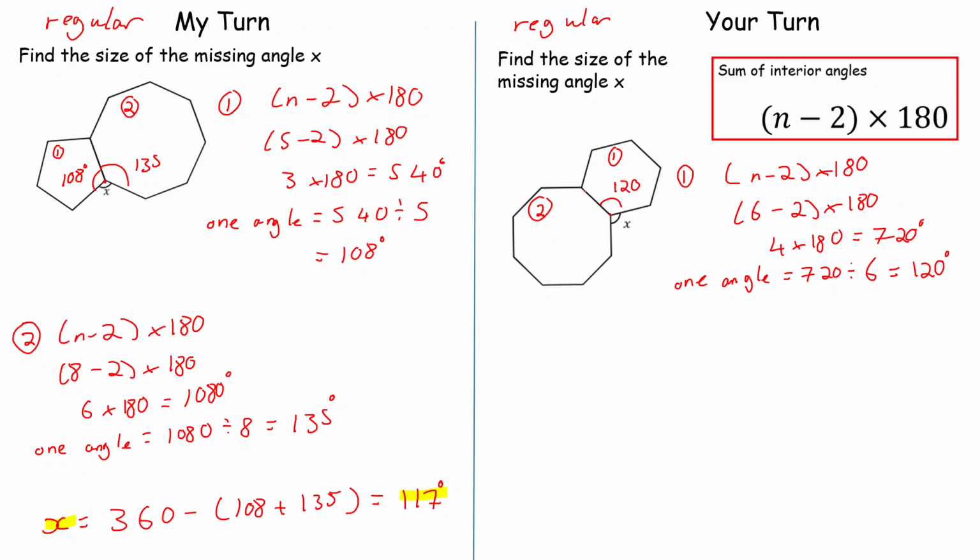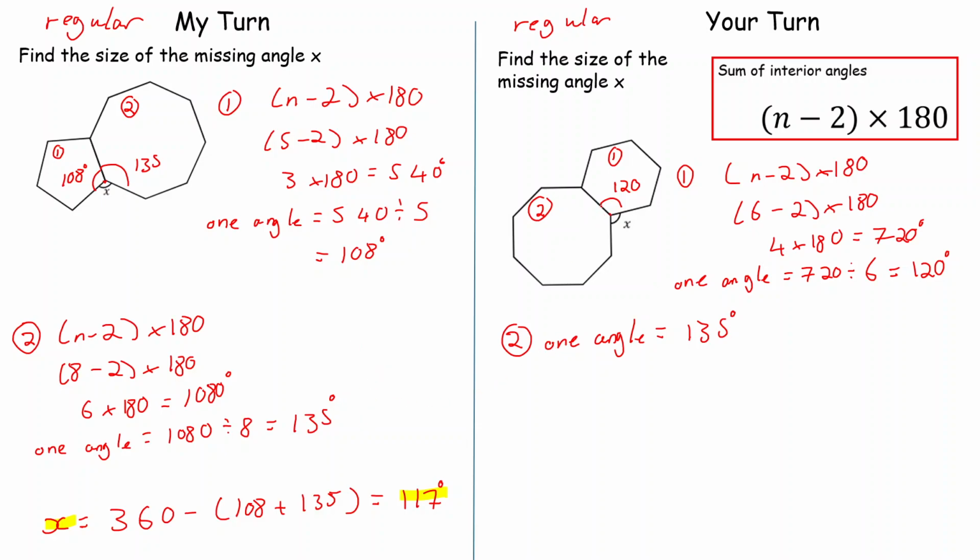And then this shape here, you've got 1, 2, 3, 4, 5, 6, 7, 8-sided shape, which we've already had over here. So for shape 2, because we've already done all of the working there, we can say that one angle is going to be equal to 135 degrees, from this working over here. I've already done it.